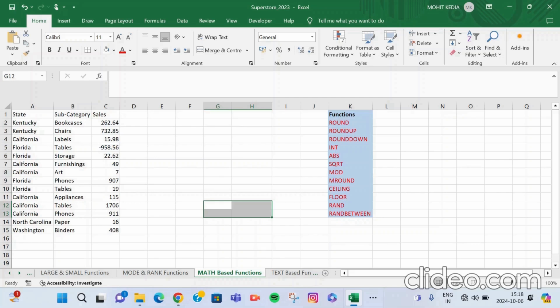I hope you all are enjoying my Excel lessons on functions. In this lesson, we'll look at math-based functions, the different types of math functions: round, round up, round down, integer, absolute, square root, mod, m round, ceiling, floor, rand, and so on. First, I'll show you the rand function.